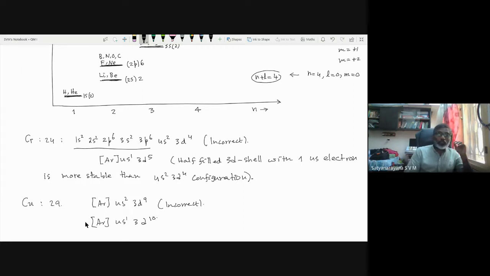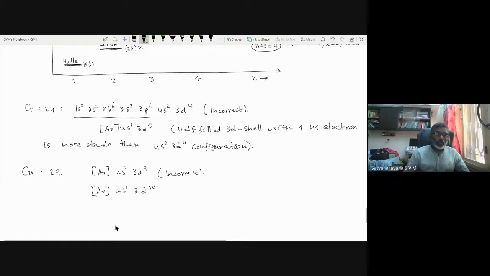Completely filled 3D shell with one 4s electron is more stable than 4s2 3d9 configuration. So for these two, and there are many more like this in the later, higher electron elements, the energy is lowered. What is the reason why this energy is lowered? Maybe you have to consider the W, which we have neglected, and that W cannot be neglected in these cases, or maybe there is something more. So we have to address this question from quantum mechanics.